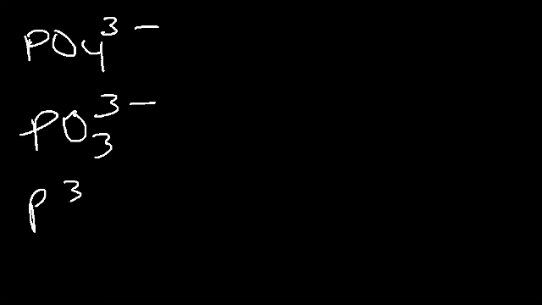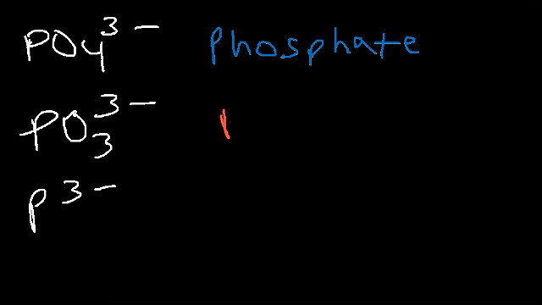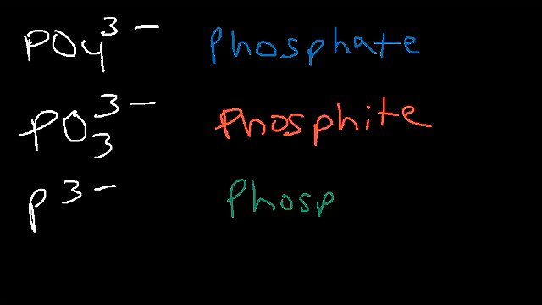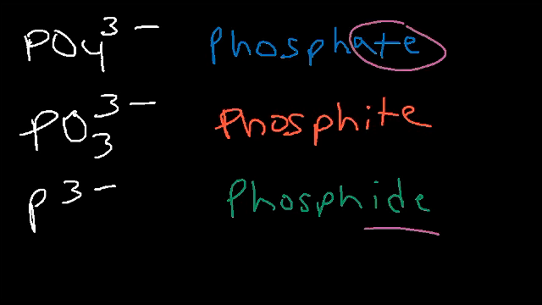PO4 3-. What is the name of this polyatomic ion? Also, go ahead and name these ones as well. PO4 3- is called phosphate with an ATE. PO3 3- is phosphite. And P3- is phosphide. So P3- contains a single atom, so it's a monatomic ion, and so it has the ending IDE. Notice that ATE usually has one more oxygen than ITE.